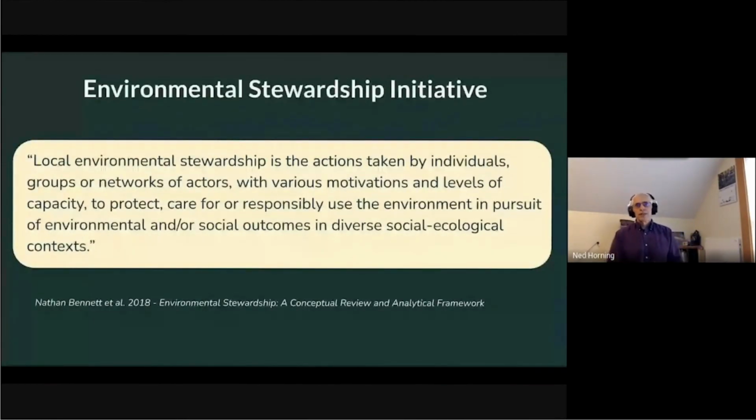So we're calling it the Environmental Stewardship Initiative, and this is just a quote that I took out of an academic discipline called environmental stewardship, and it summarizes the basic general ethos of what we're trying to achieve as we're developing this framework.